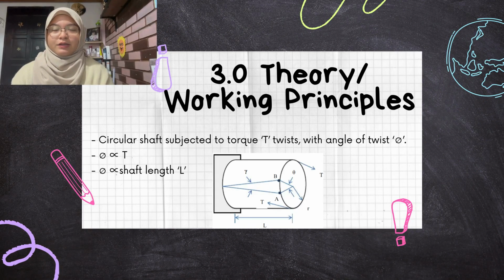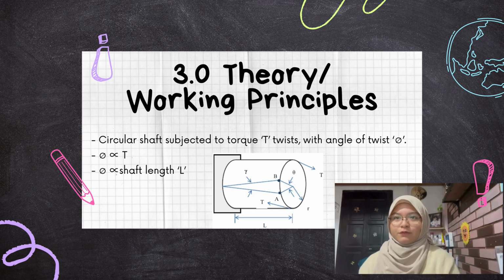Next, for the theory, the angle of twist of a shaft is proportional to the applied torque and to the shaft length. When subjected to torsion, every cross-section of a circular shaft remains plane and undistorted because the circular shaft is axisymmetric. Cross-sections of a non-circular shaft are distorted when subjected to torsion. From the figure shown, we can see the shear strain or the distortion of the shaft.